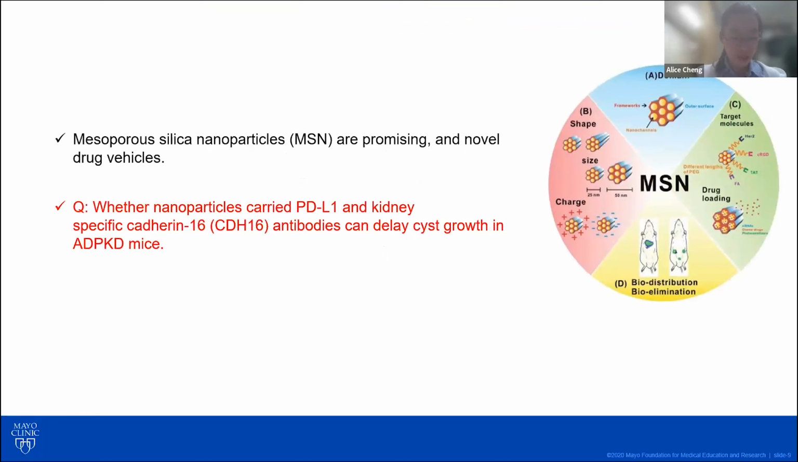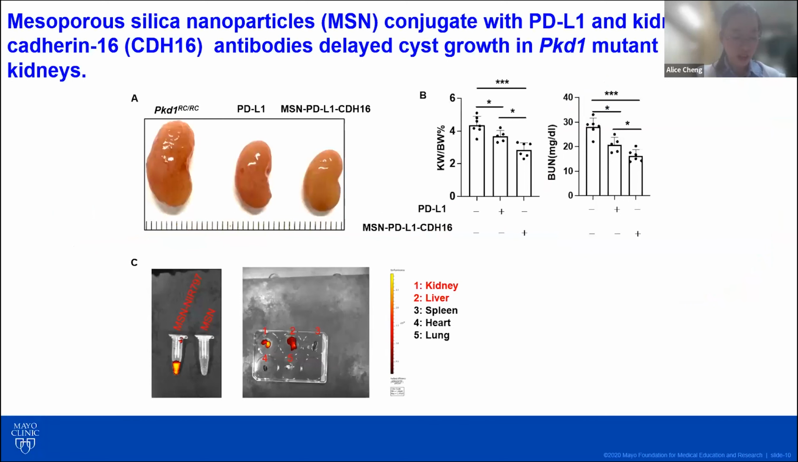To increase the specificity of the nanoparticles for the kidney, we conjugated a kidney-specific targeting antibody, CDH16, together with anti-PD-L1 antibody to the MSN. Our results are very encouraging. We found that treatment with nanoparticles conjugated with PD-L1 and CDH16 antibody inhibited disease growth in PKD1 mutant mouse kidneys, as seen by the decrease of kidney weight to body weight ratio. We further confirmed that CDH16-conjugated nanoparticles only enter the kidney and liver, but not other organs, as examined by in vivo imaging.